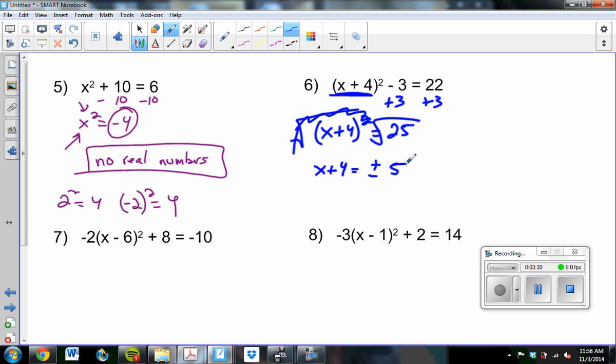Now I still don't have the x by itself, so I'm going to make two equations where x plus 4 equals 5, and where x plus 4 equals negative 5, and I get that x equals 1, or x equals negative 9. Those are my two solutions. I can plug those in and check them pretty quick.